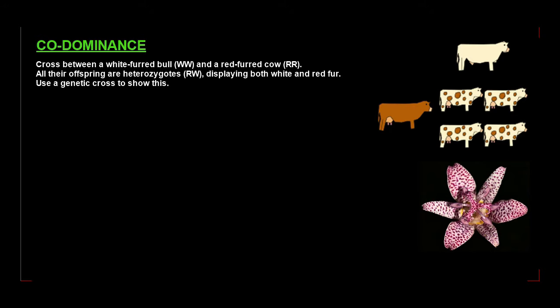So what does a cross like this look like? Once again, here's an example. So a cross between a white-furred bull, so obviously this is homozygous, and a red-furred cow, obviously RR, so it's also homozygous. So all their offspring are heterozygotes, RW, displaying both white and red fur.